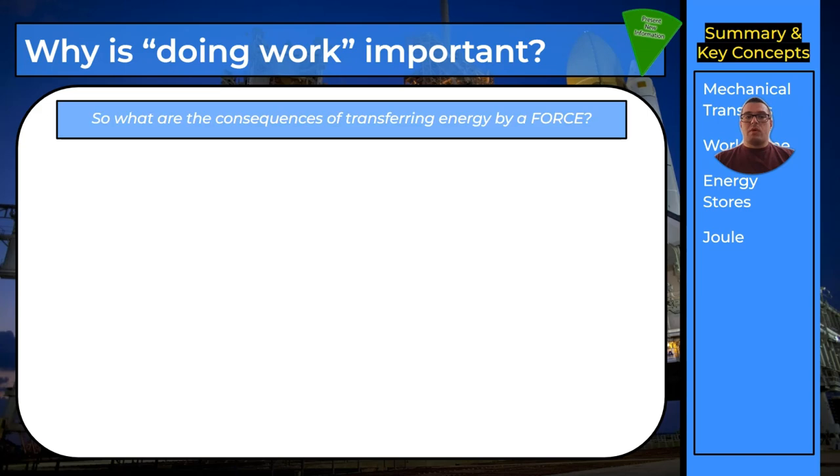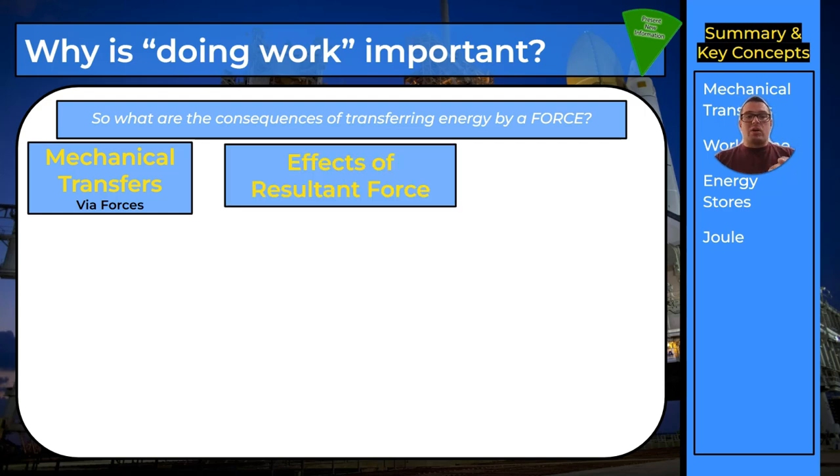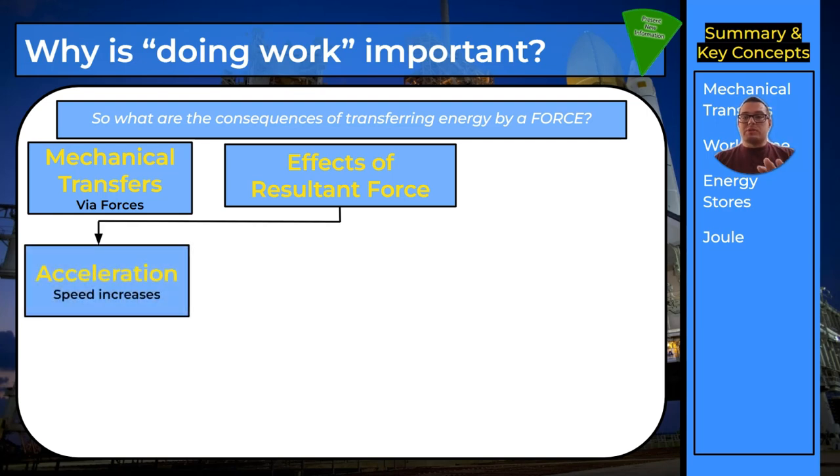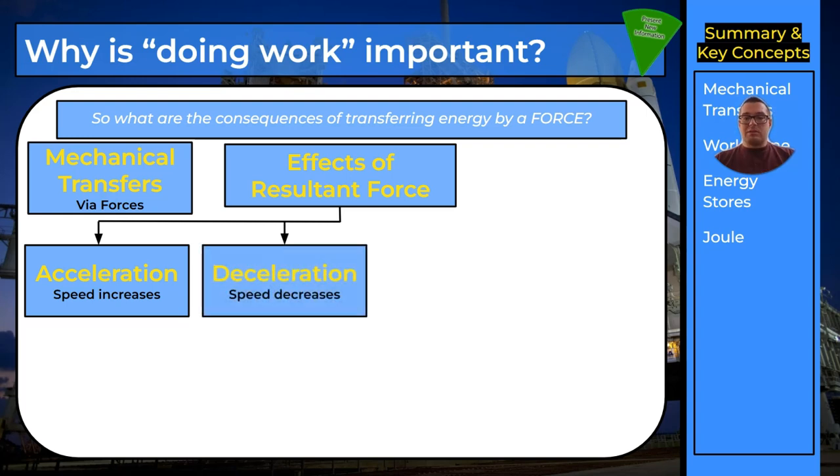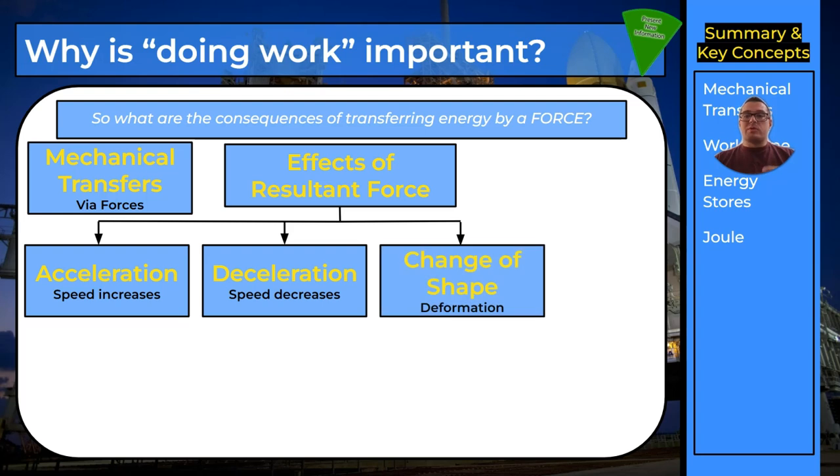Now, when we think about expanding upon the idea of mechanical transfers, which is the main focus of the first module, we have to think about what the effects of forces are. There are 4 effects that are possible when we think about the resultant force on an object. Those 4 effects are: it can speed up, accelerate; it can decelerate, slow down; it can change shape, which is known as deformation; or it can change direction.